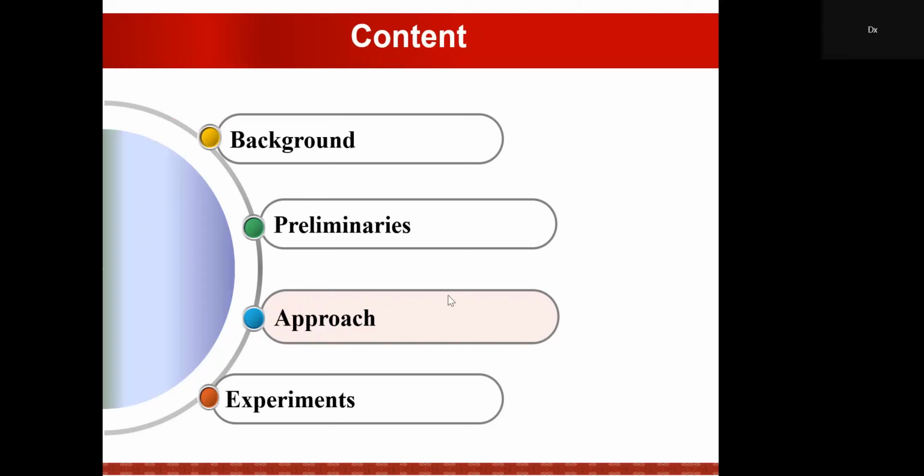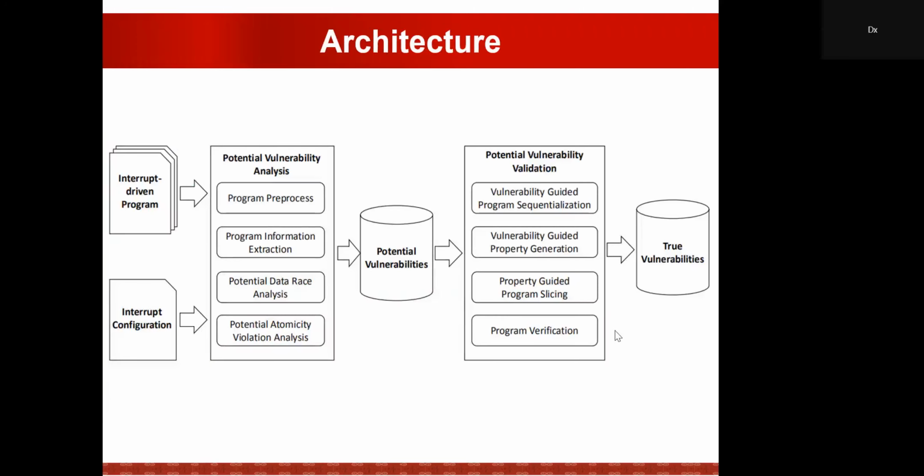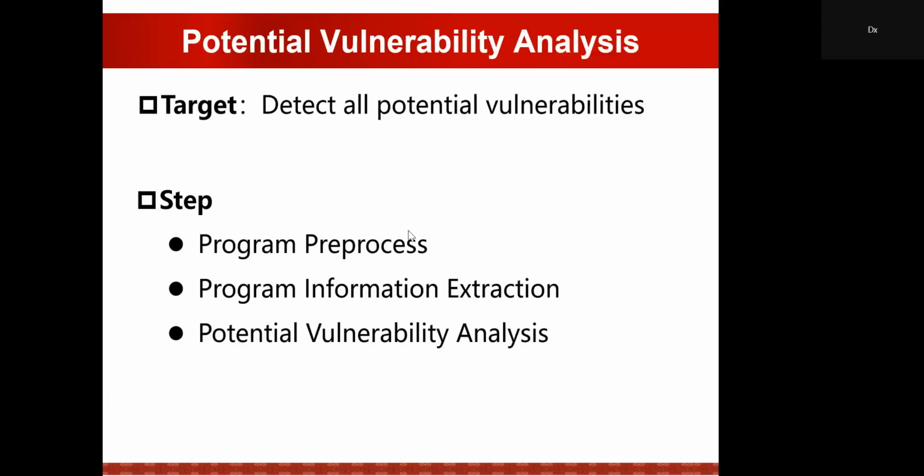Next, we come to the approach. The architecture of our approach is shown in the picture. Our approach can be divided into two phases: potential vulnerability analysis and potential vulnerability validation. We first use a program preprocess to deal with the C language characteristics and convert the original program into an SSA intermediate representation. The program information extraction process is used to extract the information required for vulnerability analysis, including all shared variable operations, the accurate control flow graph of each task, and so on.